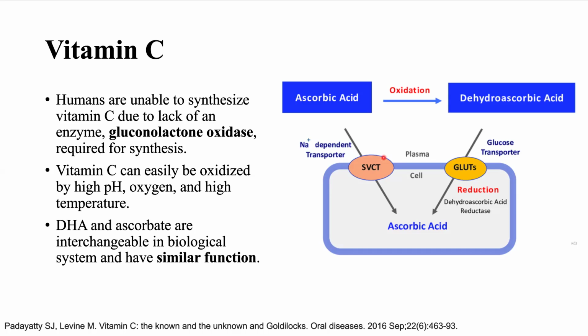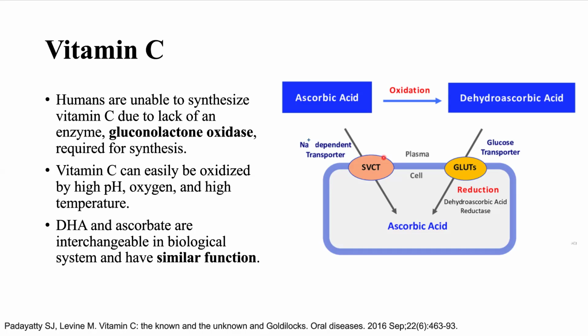And there are two basic forms inside the body in the biological system: DHA, that is dehydroascorbic acid, and the other one is ascorbic acid itself, or ascorbate. Both of these are present in the biological system and they are interchangeable, with similar function. They can convert into one another, but they require different transporters to get into the cells.